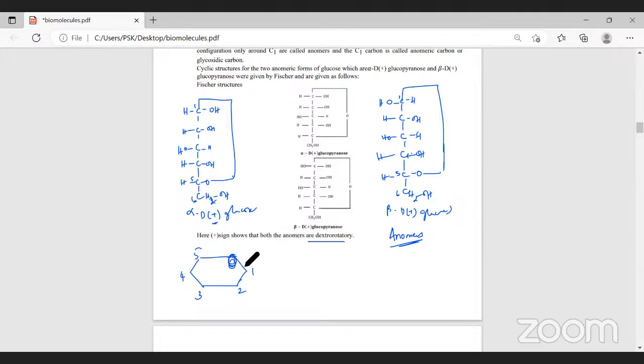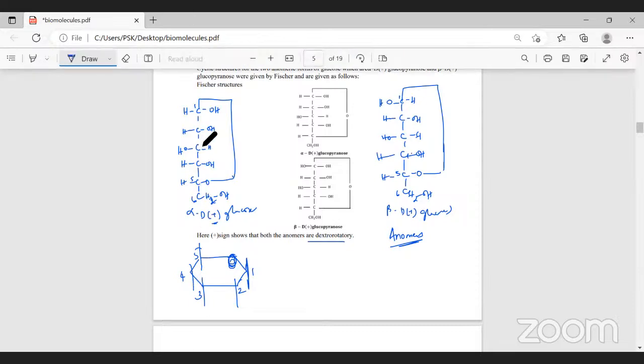Now, all are in one plane. The 5 carbon atoms and 1 oxygen are in one plane. So we'll write the bonds like this. One is above the plane, below the plane, above the plane, below the plane, above the plane, below the plane.